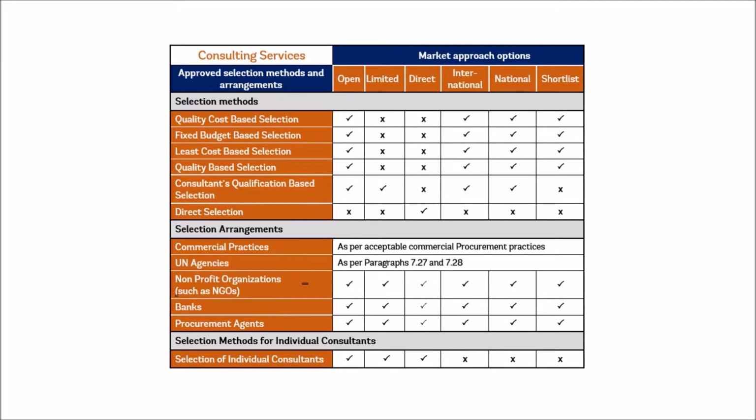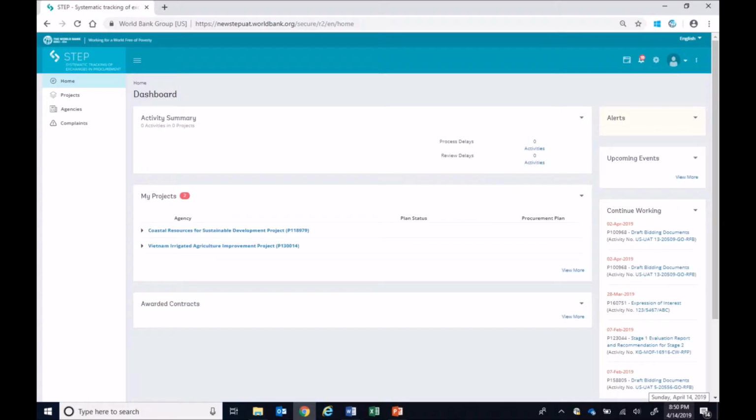Similarly, this table shows approved selection methods, on the y-axis, and market approach options, on the x-axis, for consultant services activity. You should refer to the Bank's procurement regulations for IPF borrowers to get more details. The link to the regulations is available on STEP.